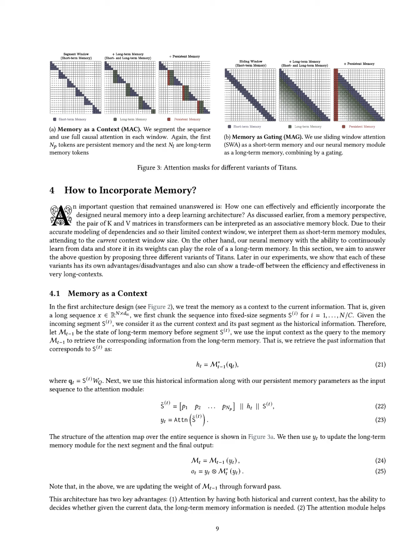The Titans architecture utilizes its long-term memory module to effectively memorize and retrieve information by treating incoming data segments as current contexts while referencing historical information stored in memory. For instance, when processing a long sequence, the architecture first chunks the sequence into fixed-size segments. Upon receiving a new segment, it retrieves relevant past information from the long-term memory, using the current segment as a query.